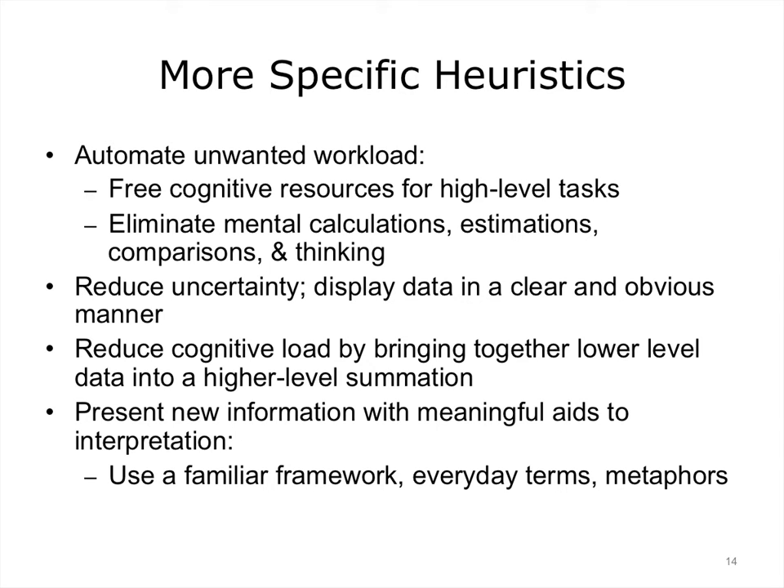Some researchers have taken Nielsen's heuristics and tried to make it more specific or tailored to a particular context. The heuristics proposed by Gerhardt-Pauwels is focused on judging a system in terms of how much energy expenditure is necessary to perform a set of tasks. And as you can see here, they're talking about displaying data in a clear and obvious manner, bringing together lower-level data to a higher-level summation. These are principles that are very important in terms of data analytics.